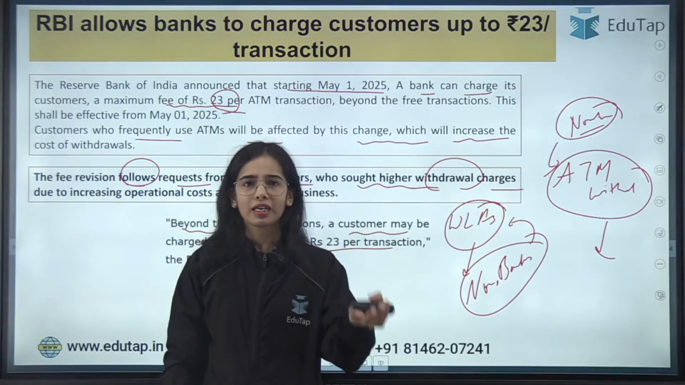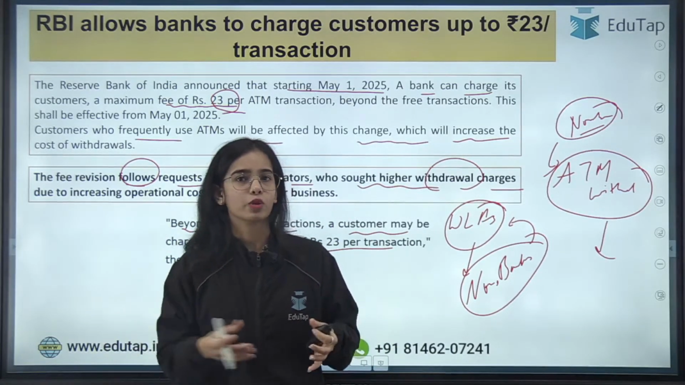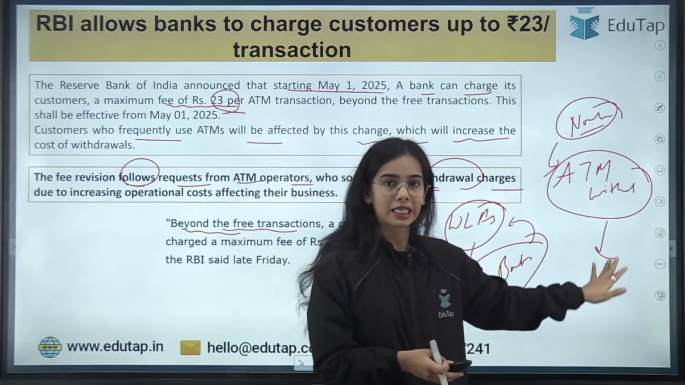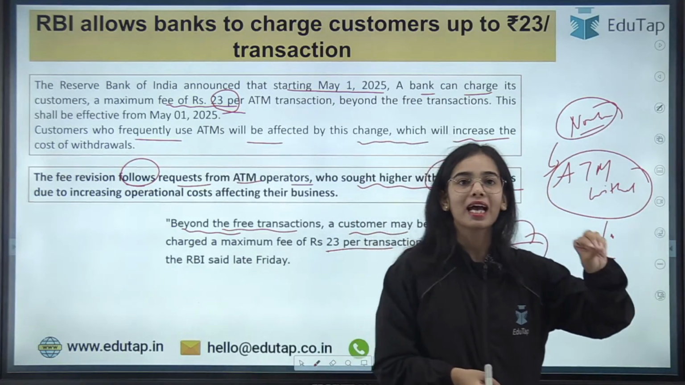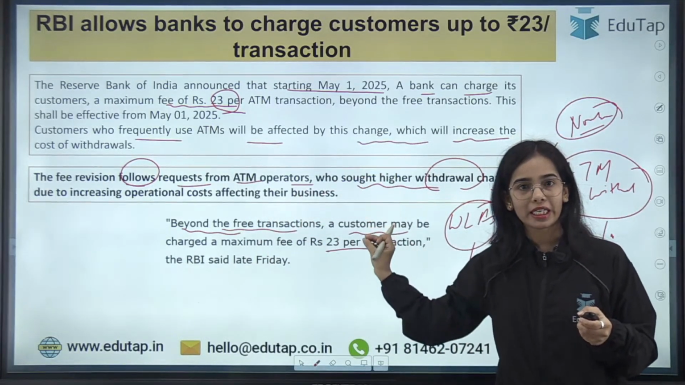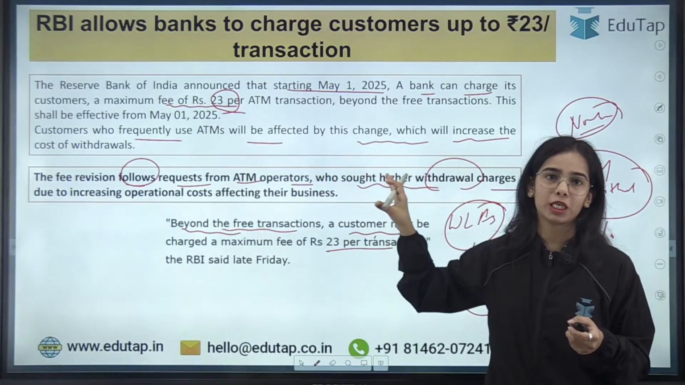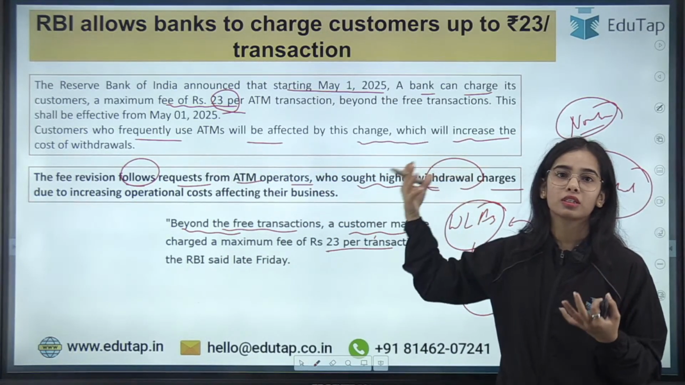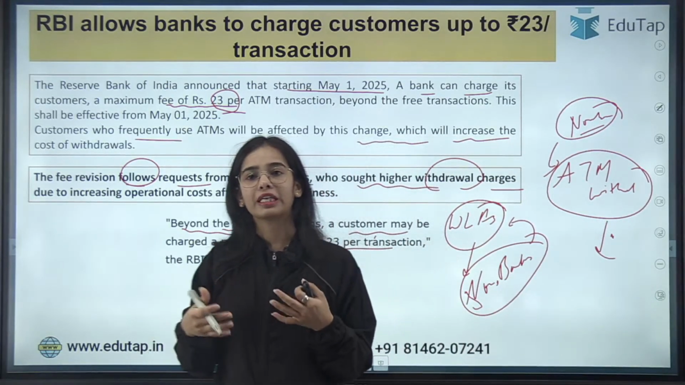NEFT, RTGS, many digital payment services we have. So due to this, cash withdrawals through the ATM are decreasing, and that has led to an increase in the operational cost for the white label ATMs and for the banks. So the fee revision follows the request from the ATM operators. They want higher withdrawal charges because of their increasing operational cost affecting their businesses.